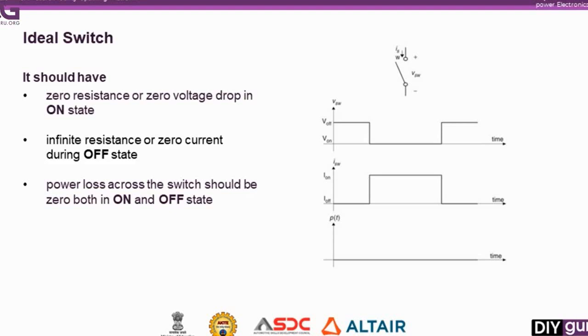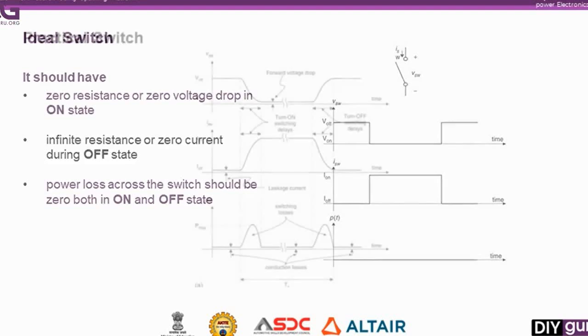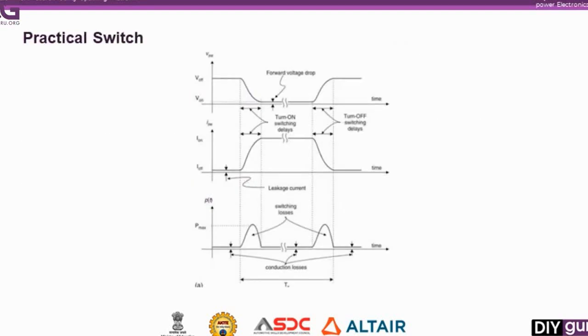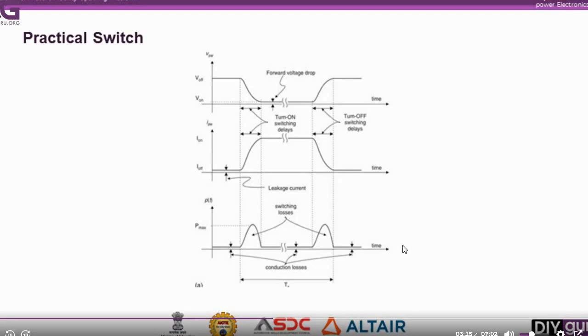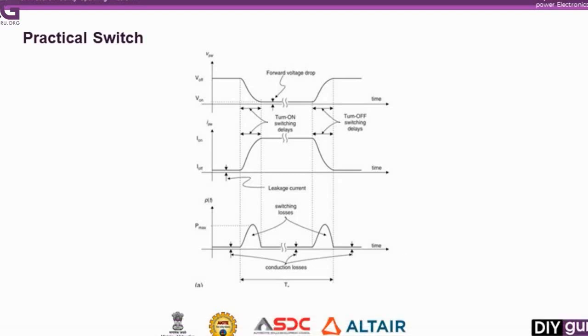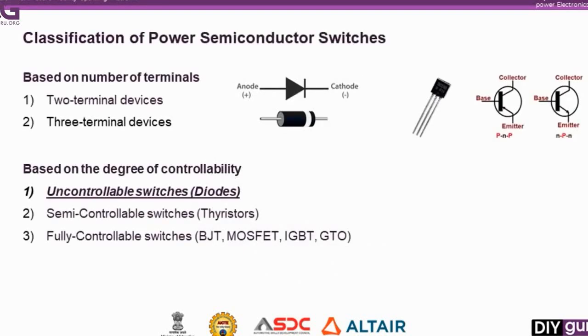But now these characteristics are for the ideal one. They are very hypothetical and cannot be fully replicated in practical life. So in practical life, there are voltage drops, switching delays and switching losses between the switches, as you can see from this figure. Moving on, let's start with the uncontrollable switches.